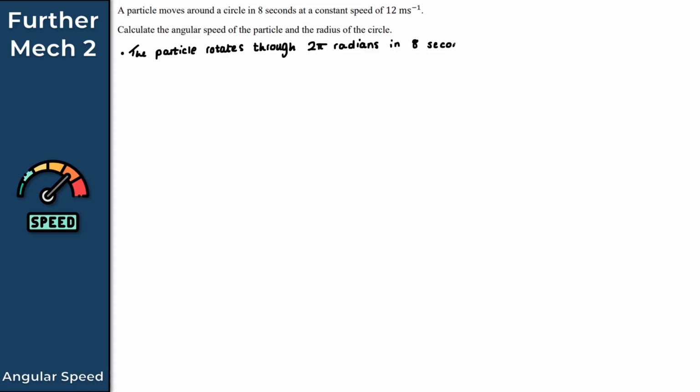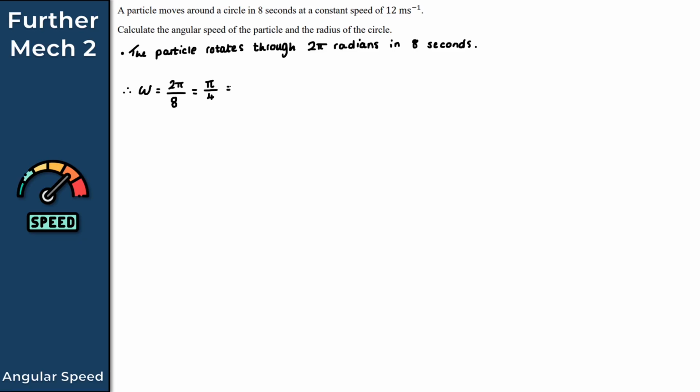Now, why is this important? Don't forget, the angular speed, omega, is simply the rate of change of the angle in radians per second. Using that fact, we can easily find omega. Omega is equal to the angle we rotate through, in this case 2 pi radians, divided by the time taken, which is 8. So we get 2 pi over 8. This simplifies to give us pi over 4.